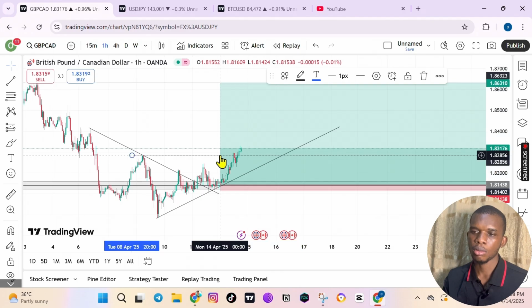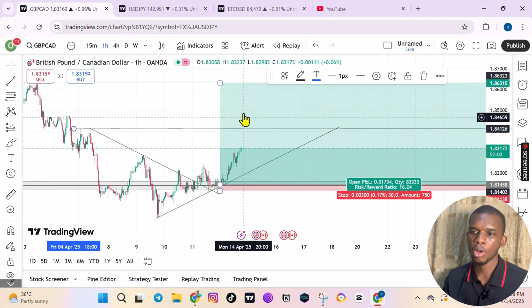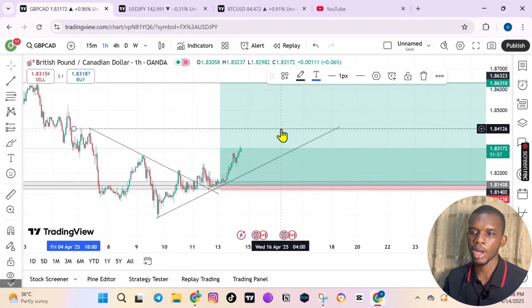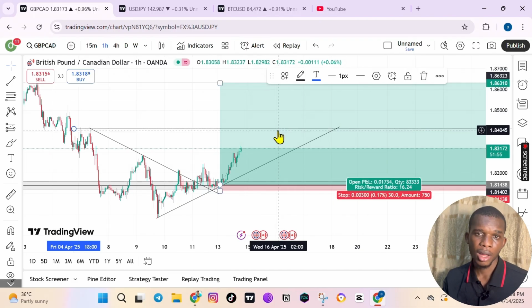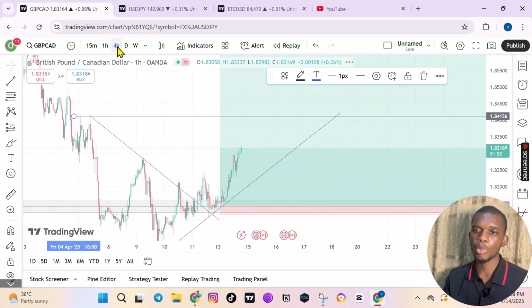right? For another instance, as you can see, this particular area also, when market breaks the area and comes back and retests, you can still enter the market. Okay, it's still valid, right? It's still valid. I hope you guys understand.